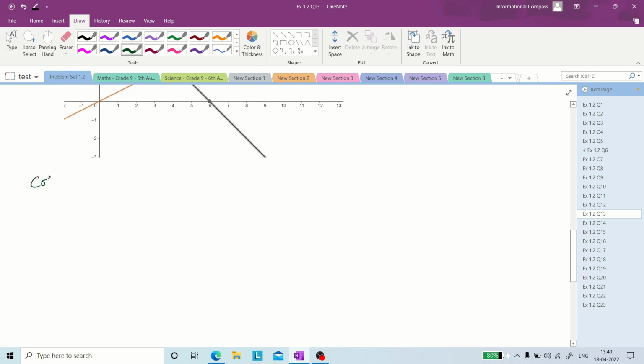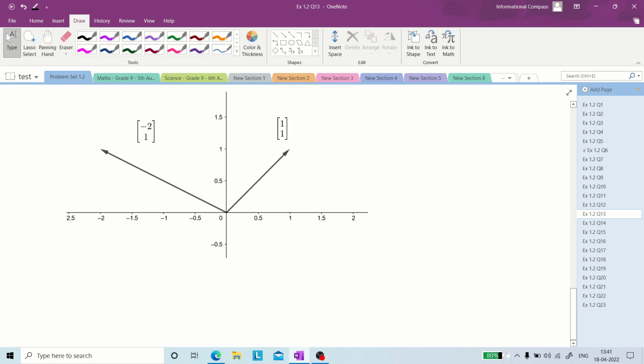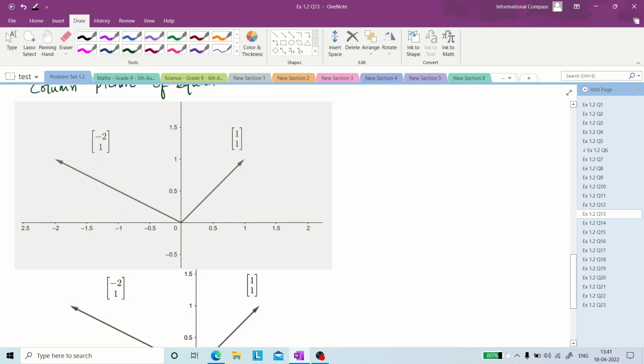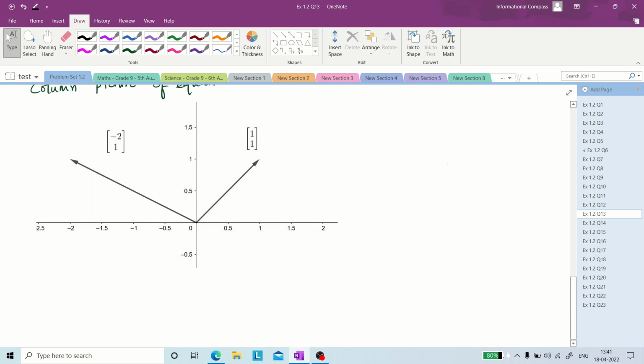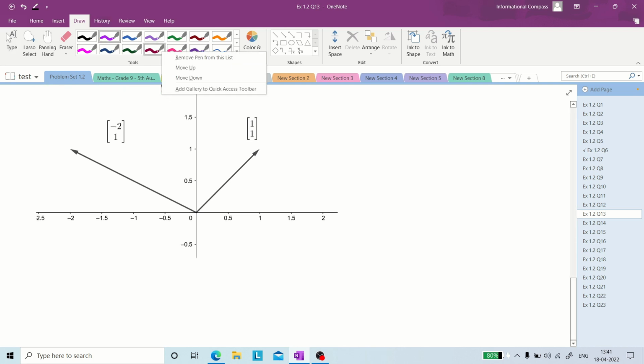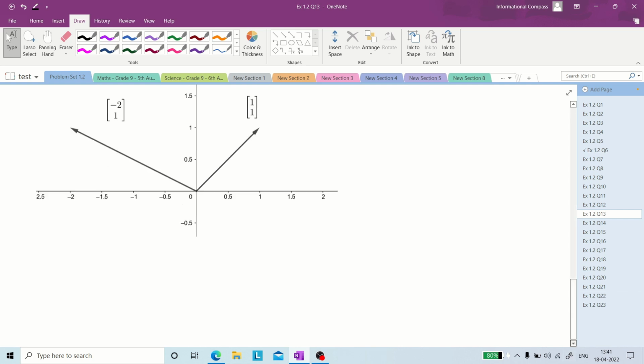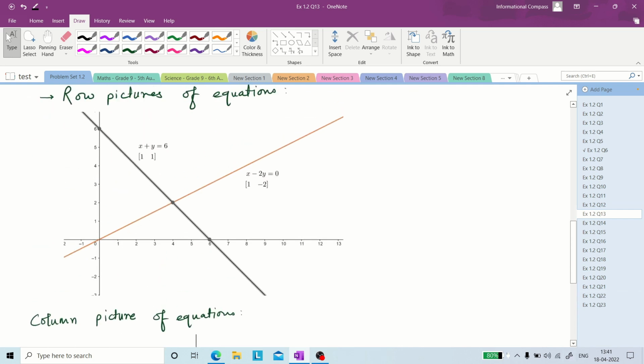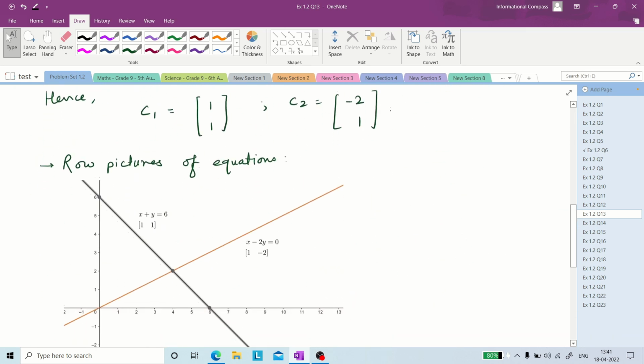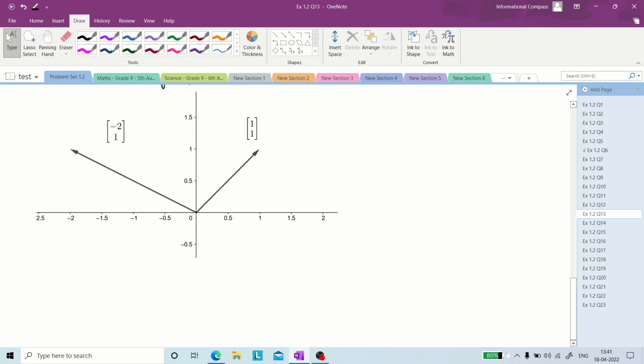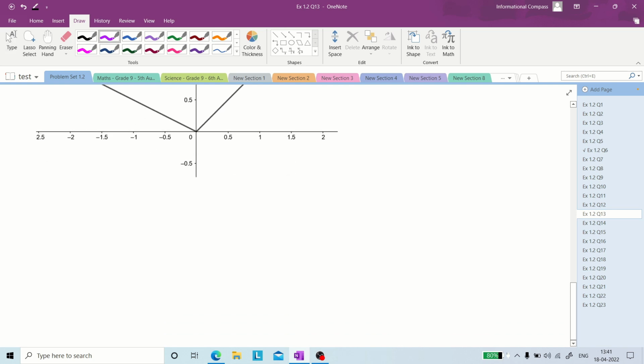And the column picture of equations is, I'll keep it this way. Yeah, so this is the column picture that we have got. So what is the result? I'll use a different pen color. So the result we have already drawn. This is a solution. Let me know if you have any doubt in the comment section. I'll clear it out to you again, in case you aren't able to understand. But I hope I have explained it in a systematic way.